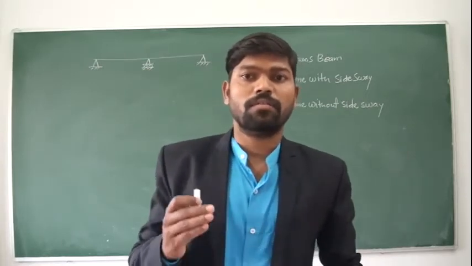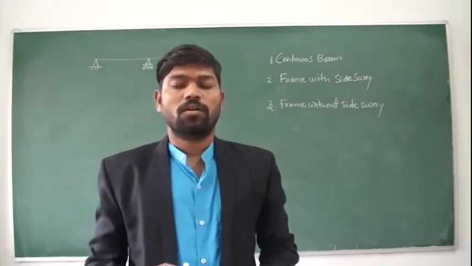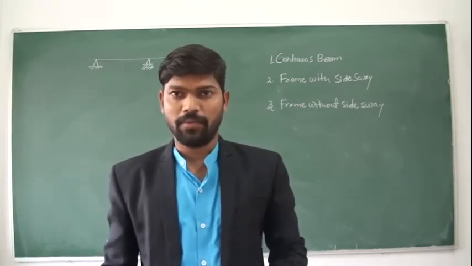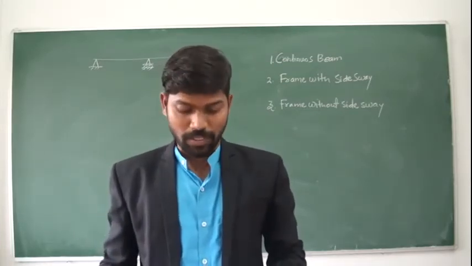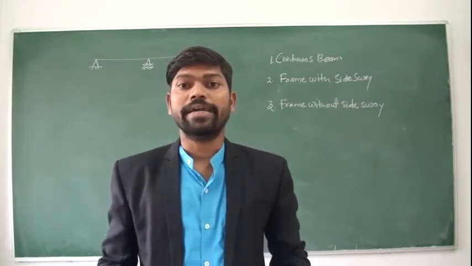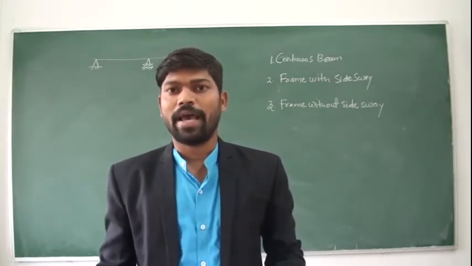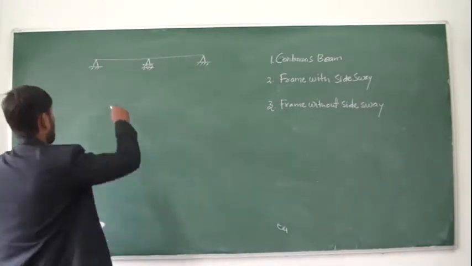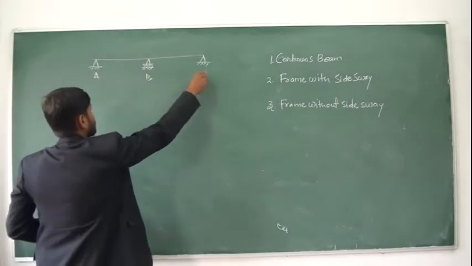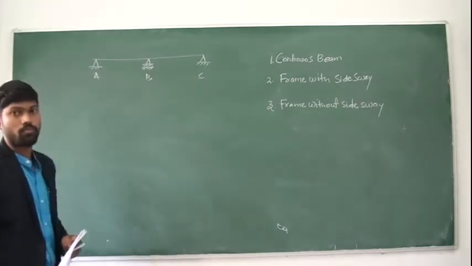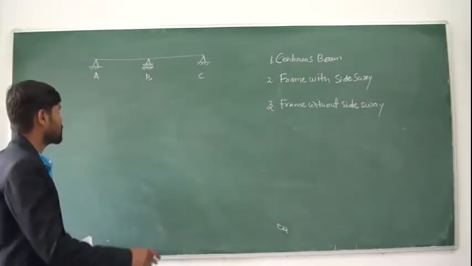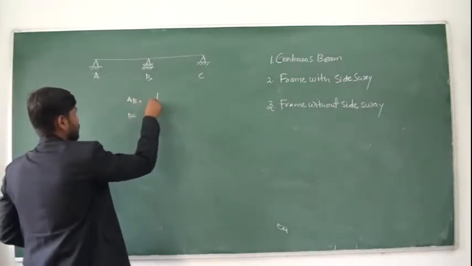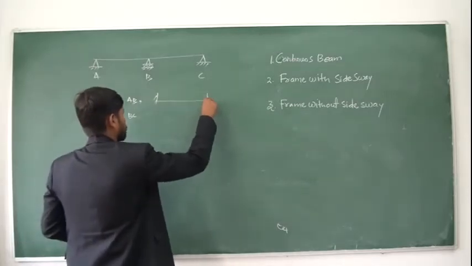Okay, so in the three moment theorem, we have considered each span of a beam as a simply supported span. Okay, so similarly here we will consider each span of a continuous beam as a fixed beam. Now this is beam ABC. Suppose we have to analyze this ABC. So we will consider AB as a fixed beam and BC as a fixed beam. Means both the ends are fixed.